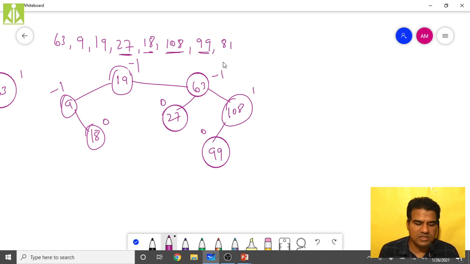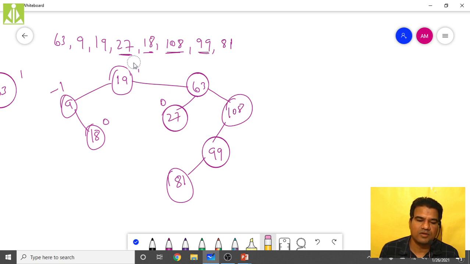Now try to insert this last node, 81. The last node is 81, so we have to insert 81. Compare 81 with 19, it is greater. Come to 63. Compare 81 with 63, it is greater. Come to 108. Compare 81 with 108, it is smaller. Go to 99. Compare 81 with 99, it is smaller. So insert that 81 over here as the left child of this 99. Okay. So now what things will be affected here? This thing, this thing, and this thing will also be affected.